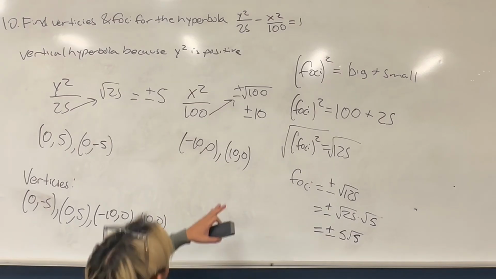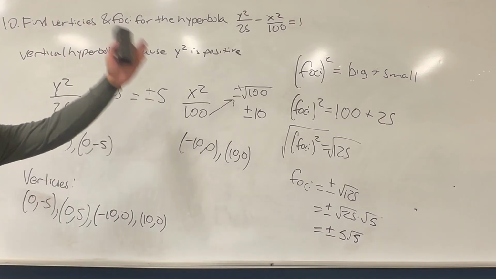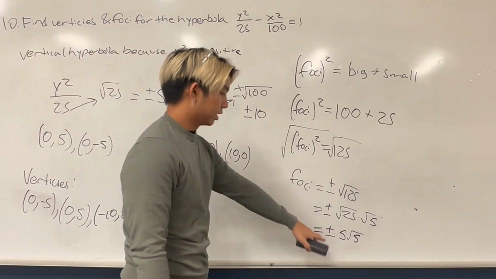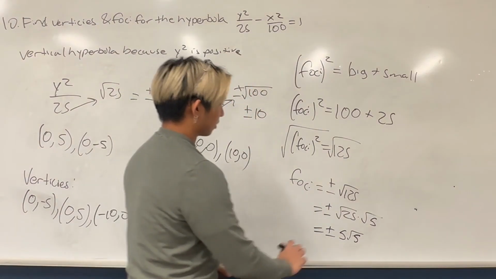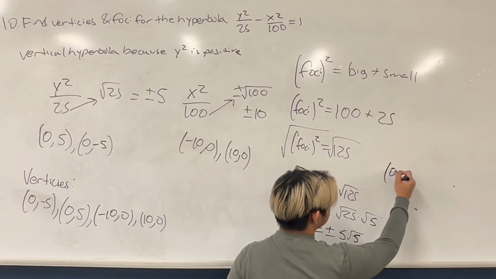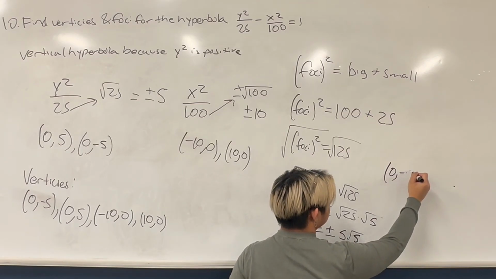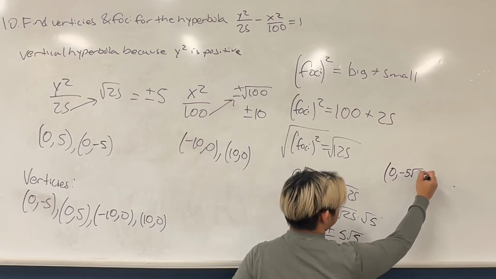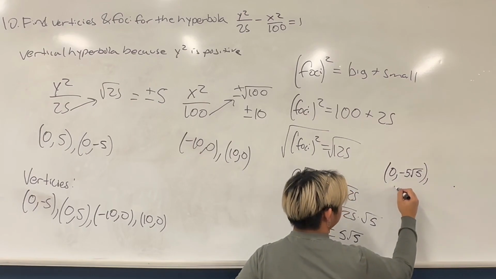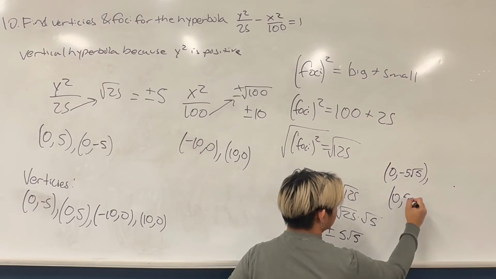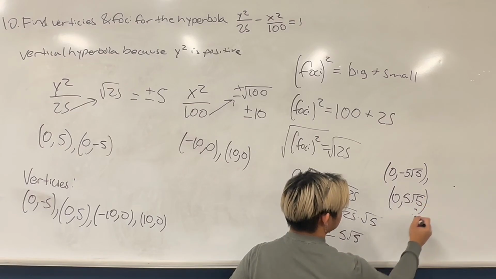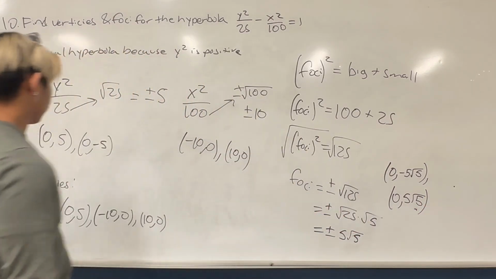We know that this is a vertical hyperbola, so this is going to be our y-coordinate. So if I write this out, this would be 0, negative 5 square root 5, and 0, positive 5 square root 5. So these are the foci, and these are the vertices.